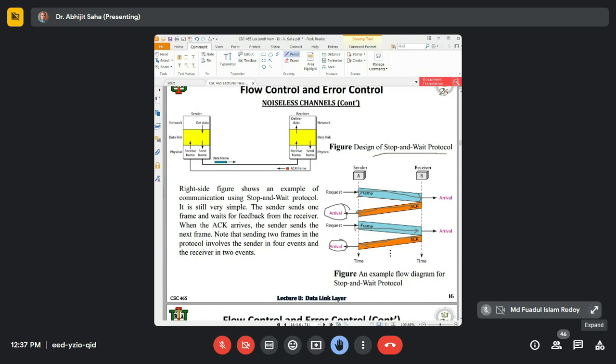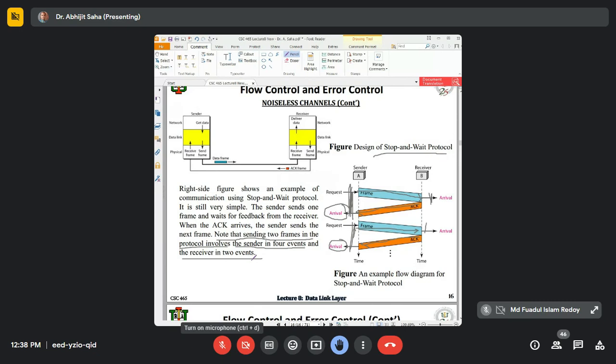So it is telling that for sending a frame, the sender needs 2 events, and the receiver needs 1 event. Every time 2 and 1. So for sending 2 frames, we have 4 events on the sender side. It is written here. You can find that note: sending 2 frames in the protocol involves the sender in 4 events and the receiver in 2 events. Is it clear?